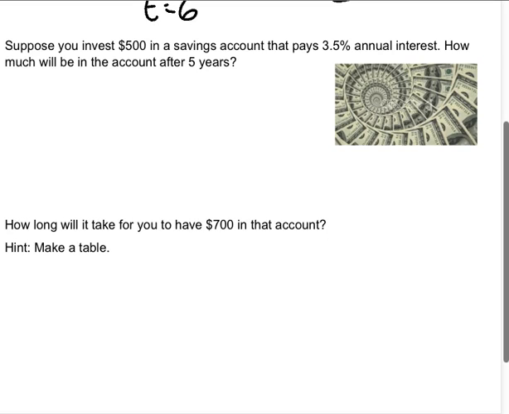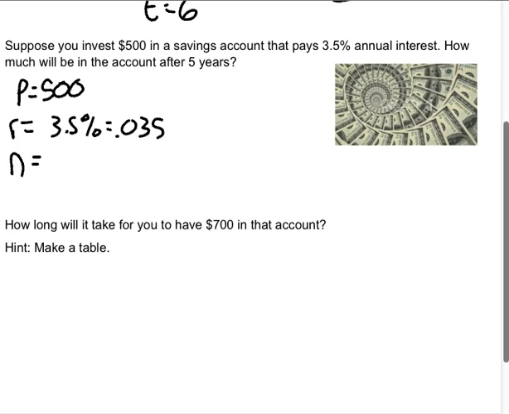Suppose you invest $500 in a savings account that pays 3.5% annual interest. How much will there be in the account after 5 years? Okay, so here, how much are we handing the bank? We're handing them $500 at 3.5% interest. Well, that's just 0.035. Here, all they say is annual. So we're going to assume that we're just getting that interest annually, once per year. And after how long? Well, we're curious about 5 years. So let's plug that in.